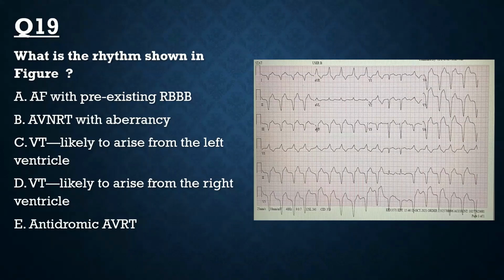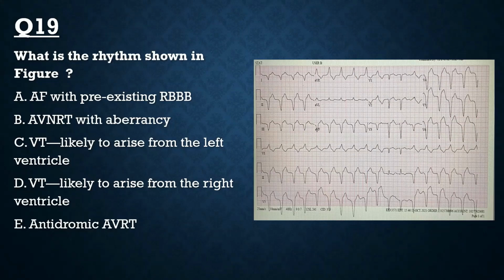Okay, if you look at the B1, is it typical right-handed or atypical? It is atypical because it is monophasic. A monophasic R wave, so it is atypical. This also supports the hypothesis of VT.